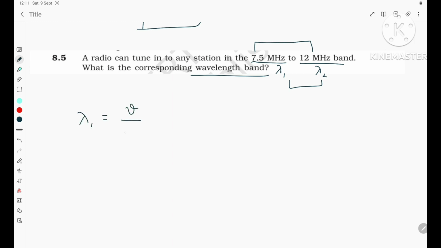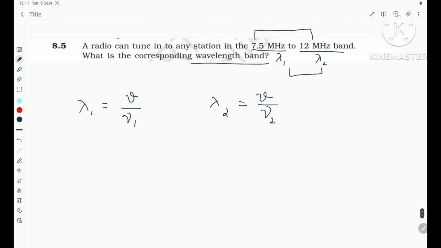Just now we saw lambda is equal to velocity divided by the frequency, and since all electromagnetic waves are going to have the same velocity, V will be constant. Only in air or vacuum do they have the same velocity. Don't mistake it for all media, right? All electromagnetic waves will have the same velocity only in air or vacuum.